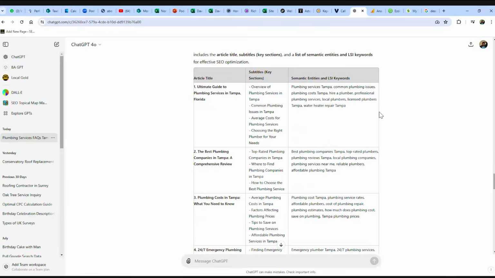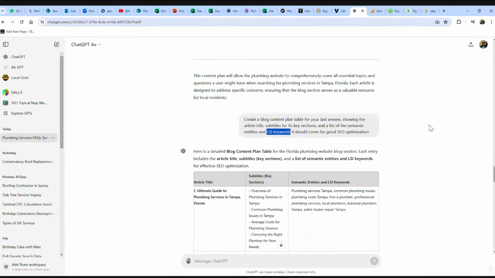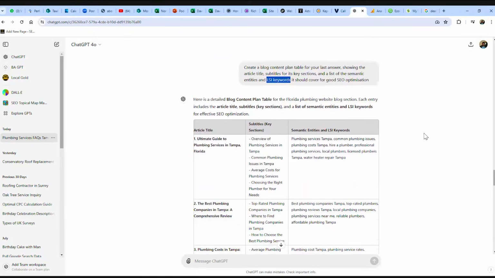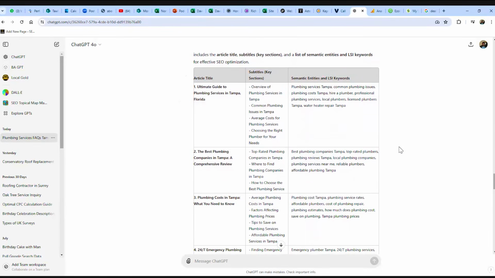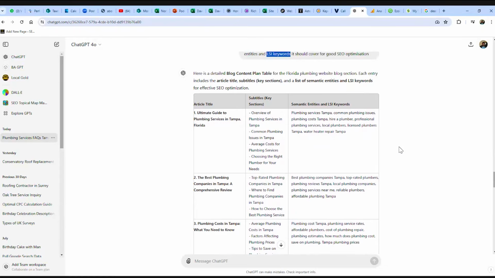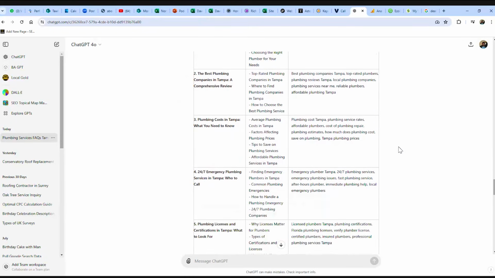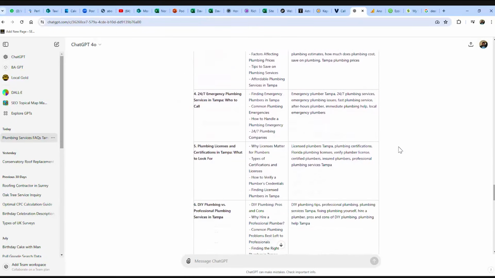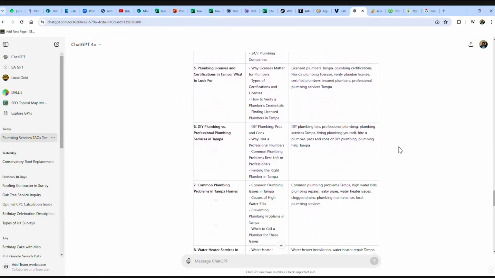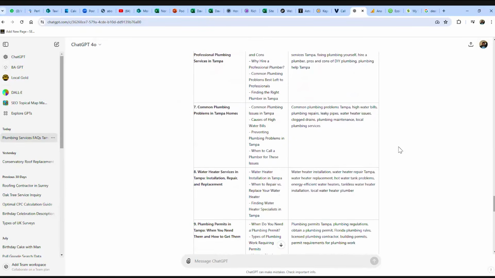Yeah. We have a table. Okay, yes, that's pretty cool. I was going to say, that's pretty good. So for those who can't see this, he's got some subtitles for each blog post along with the semantic entities and LSI keywords. I think that's pretty handy. Yeah, this is at least a good starting point.